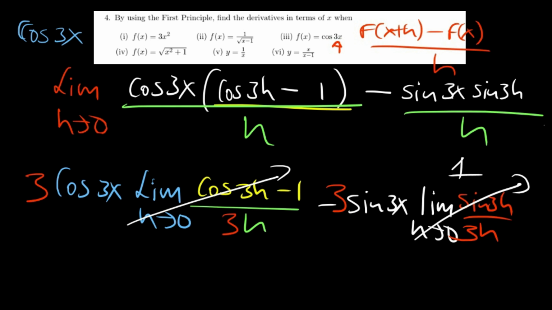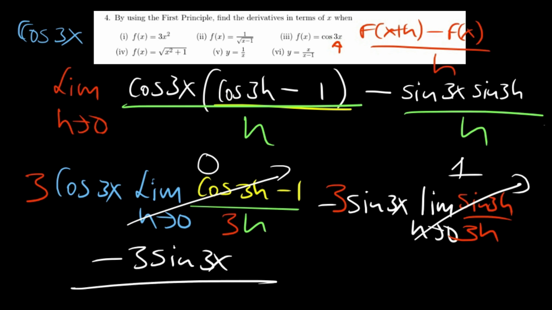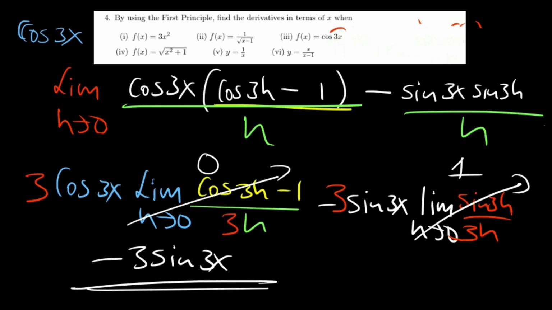So the first part is going to be eliminated because of a 0. Then the other part, you're going to remain with negative 3 sine 3x. So that's the derivative we're going to have. And that's basically true. Derivative of cosine is negative sine multiplied by the derivative of what is attached there. It's a 3. So negative 3 sine 3x is the result we have.